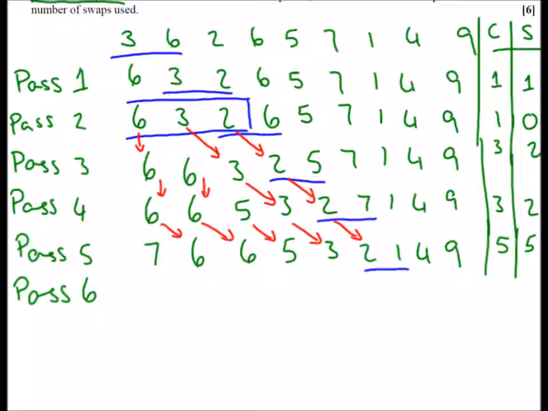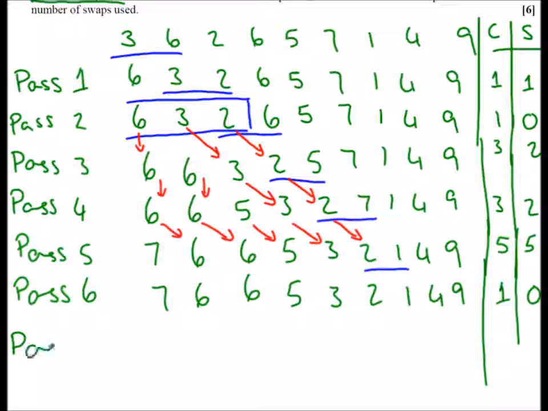Pass 6, I compare my 1 and my 2. You should be able to see I have a nice diagonal of my underlined numbers. But 1's already in the right place in the sorted list, so I can just write it all out. I didn't have to swap them, so that was 1 comparison and no swaps.